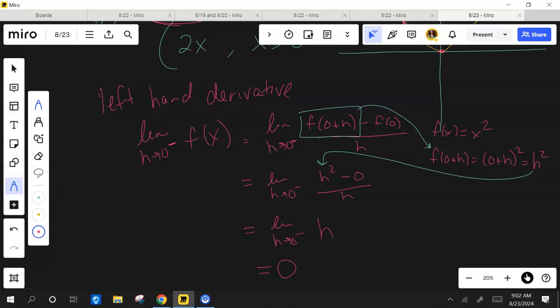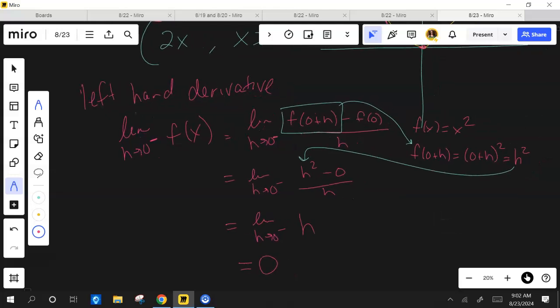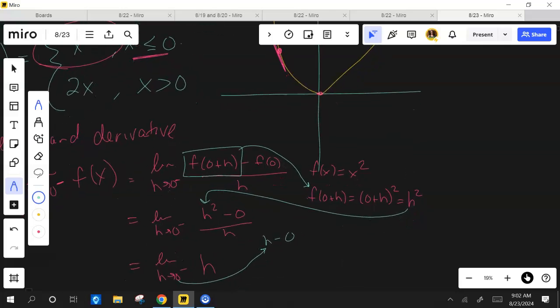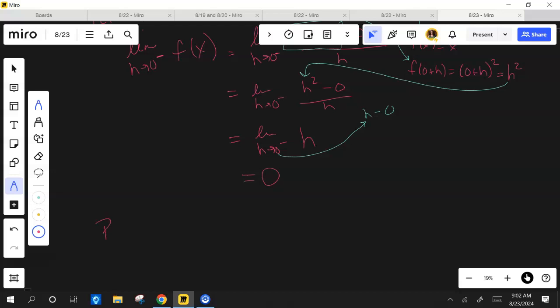I needed it to match the right-hand derivative. So as long as the right-hand derivative is also 0, then the derivative exists. If it doesn't, then the derivative does not exist. Set them equal to each other. If you have h minus 0 over h and you plug in 0 for h. All right, that was the left hand, right?